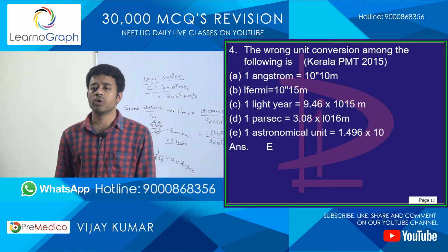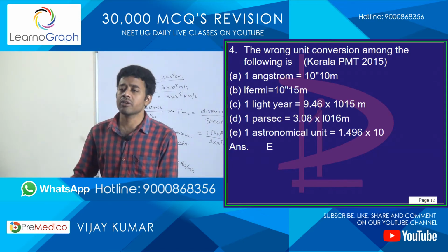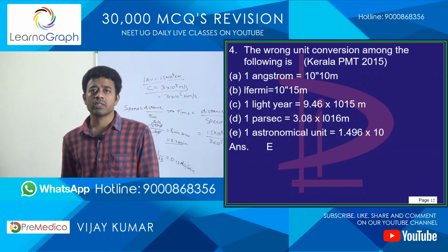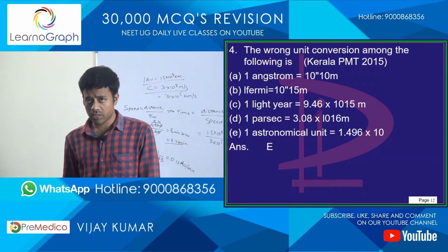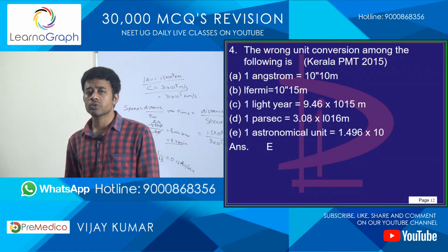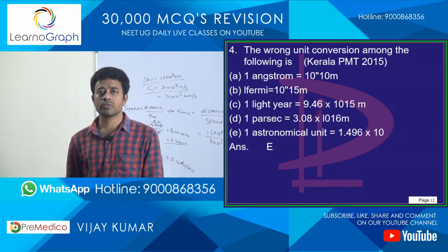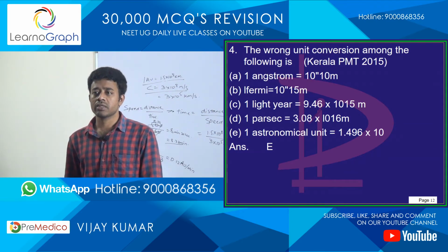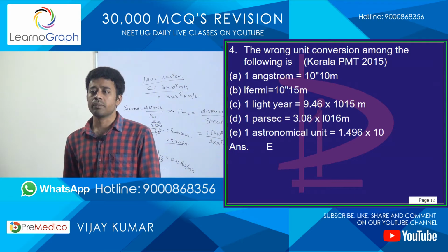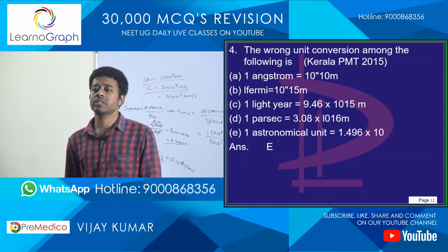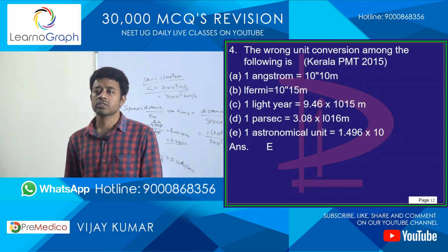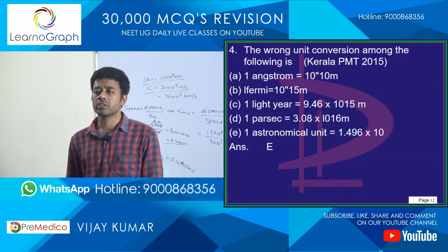That means here 1 light year is the distance traveled by the light in the time of 1 year. The next, fourth option is 1 parsec. 1 parsec is 3.08 light years. So it is 3.08 into 10 to the power of 16 meters.